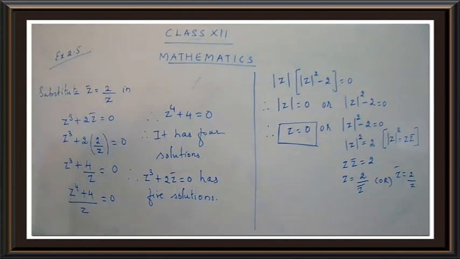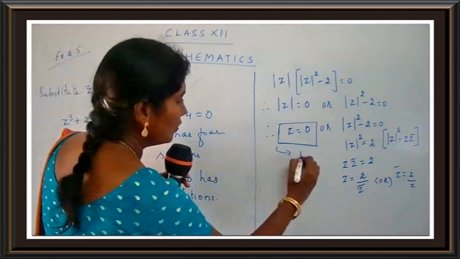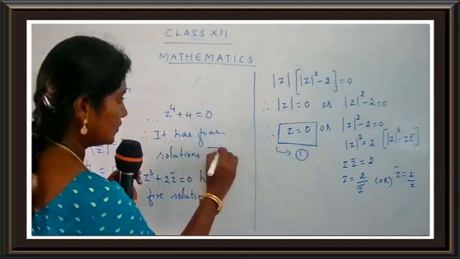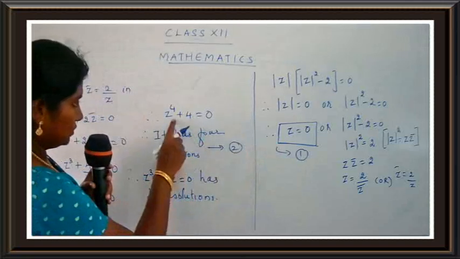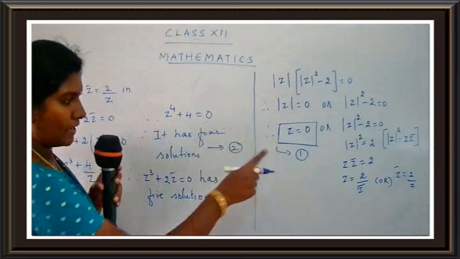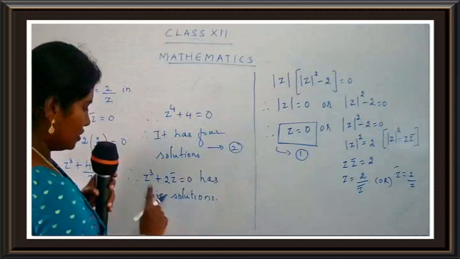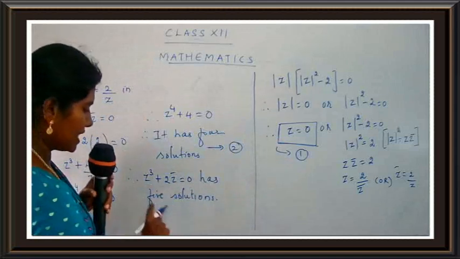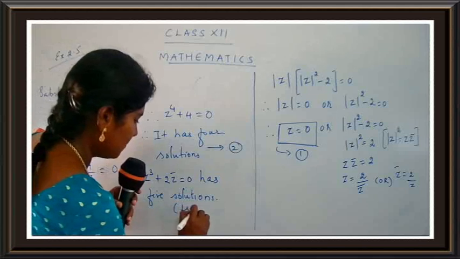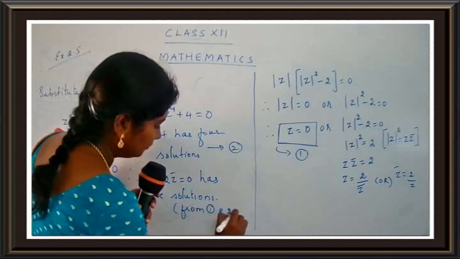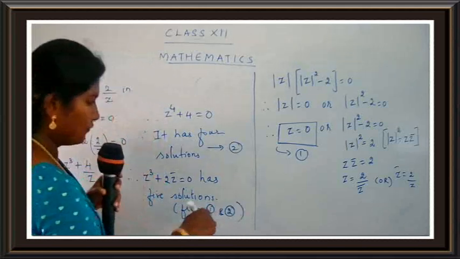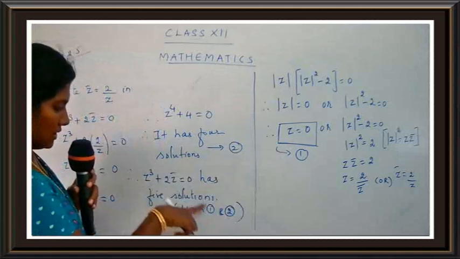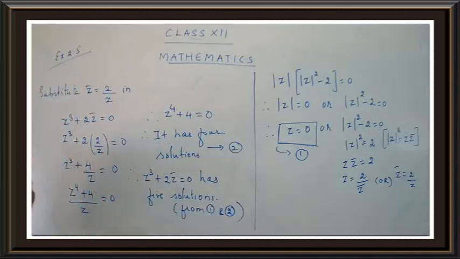So what you can do is give number 1 here, and take this as number 2. So Z4. Here we have 1. Here I am saying 1 and here I am saying 2. So Z cube plus 2Z bar is equal to 0 has 5 solutions from 1 and 2. From 1, 1 solution, and from 2, 4 solutions, totally 5 solutions.